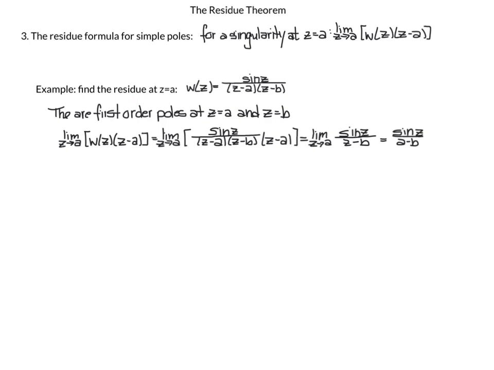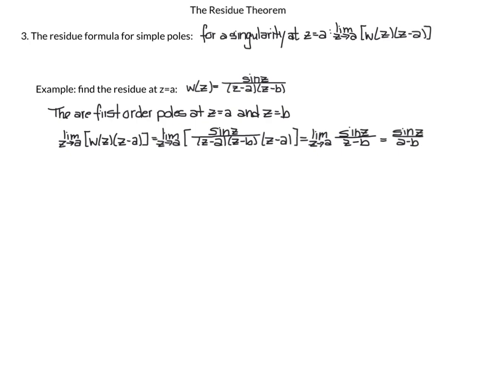I have our simplifying residue formula for simple poles here for your reference, and our first example is to find the residue at z equals a of w of z equals sine of z over z minus a, z minus b. So we have first order poles at z equals a and z equals b. To find the residue at z equals a using the simplifying formula, we're going to take the limit as z approaches a of w of z times z minus a.